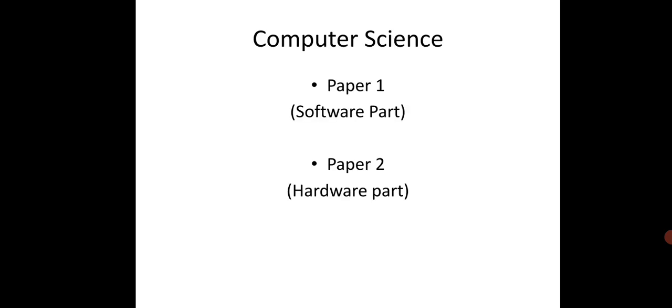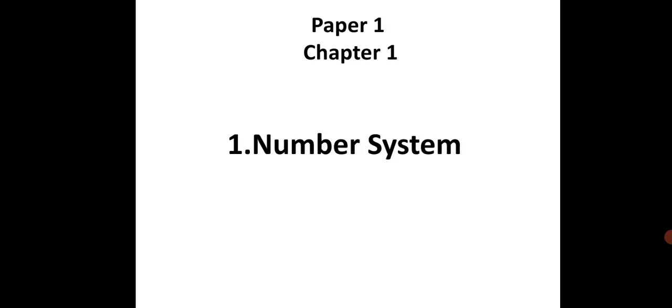In the previous lecture we started with the first chapter of paper 1, that is number system. In number system we have studied the types of number systems, the advantages of binary code, what is radix, the symbols and the radix of each number system, the conversion of binary to decimal and decimal to binary, what is LSB and MSB. So that was all for the previous lecture.